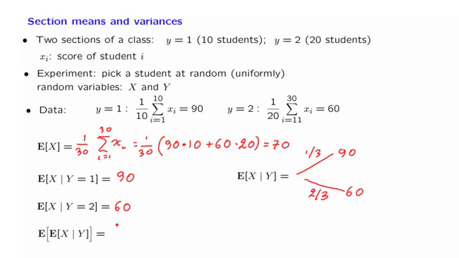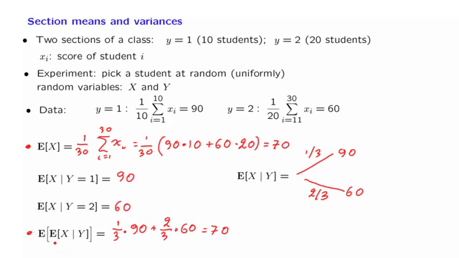Now that we have the distribution of this random variable, we can calculate the expected value of this random variable, which is 1/3 times 90 plus 2/3 times 60. And this number evaluates to 70, which, of course, is no coincidence, is the same as the average over the entire class. By the law of iterated expectations, we know that this quantity should be the same as this quantity.